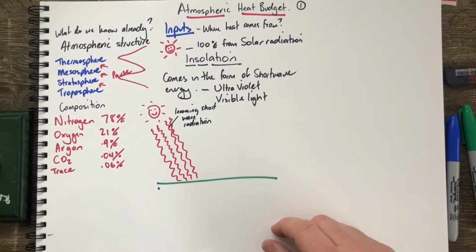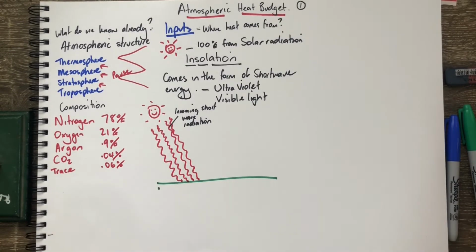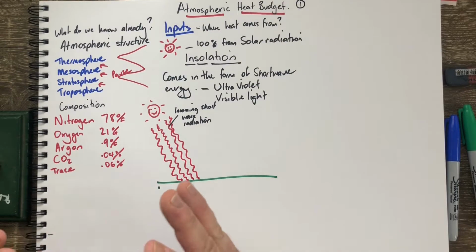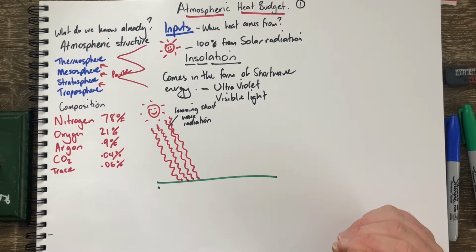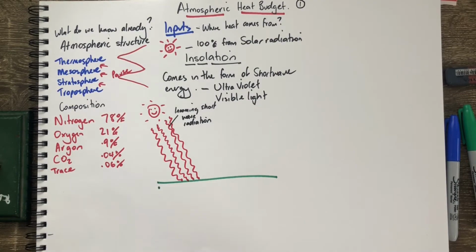Now, when shortwave radiation arrives to the Earth, it hits a surface. Now, it could hit a couple of different surfaces, but when it hits a surface, it is transformed into a different type of radiation. It's actually transformed into long wave radiation, or sometimes called infrared radiation. That will come across to us as heat. So let's draw this in now.